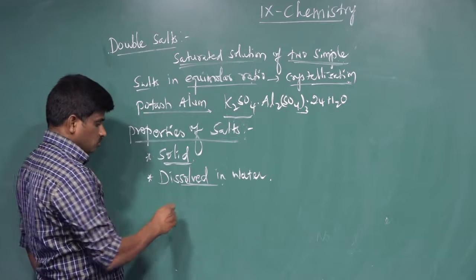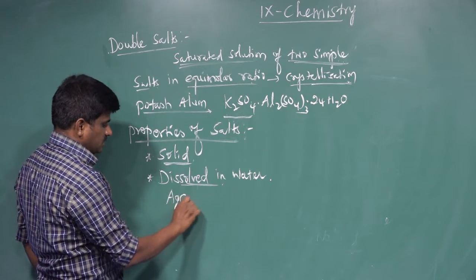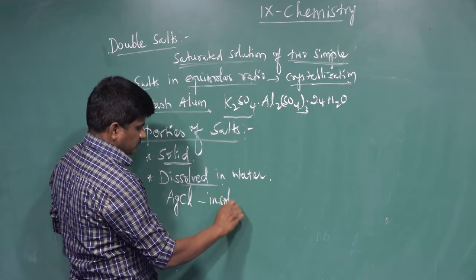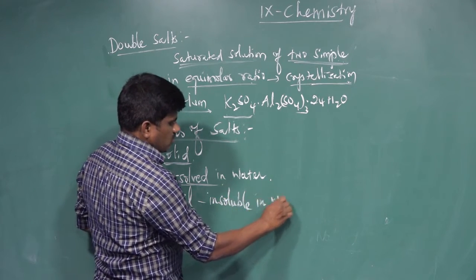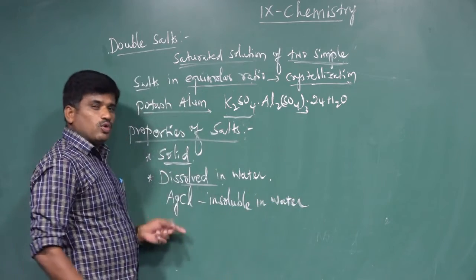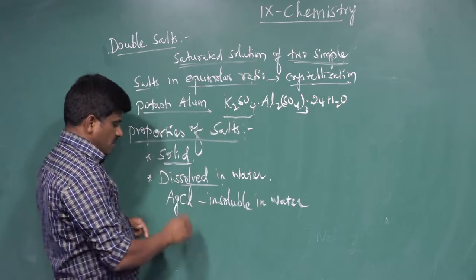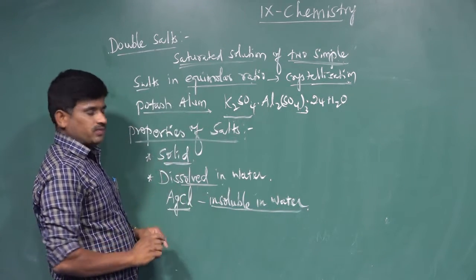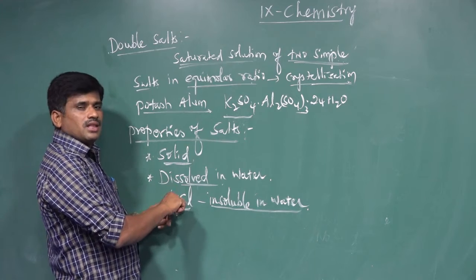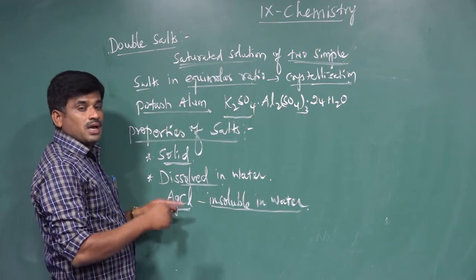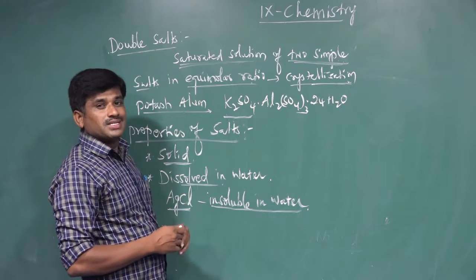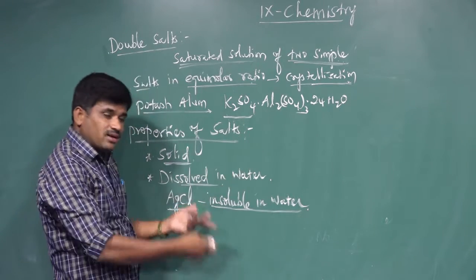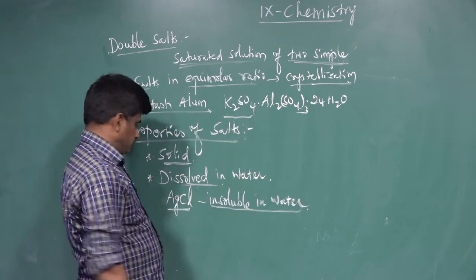But here one thing you should understand. An exceptional case in this: silver chloride is insoluble in water. Sodium chloride and potassium chloride dissolve in water, but silver chloride is insoluble in water. It does not dissolve in water. This can be dissolved in an organic solvent, because water acts as a universal solvent, that is an inorganic solvent. So silver chloride dissolves in organic solvents like benzene, ether, and so on.